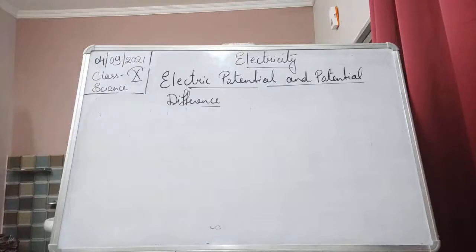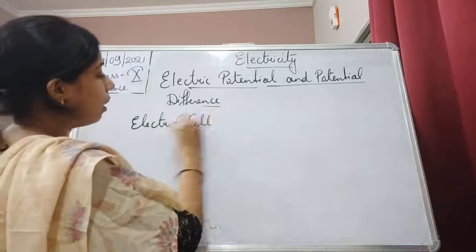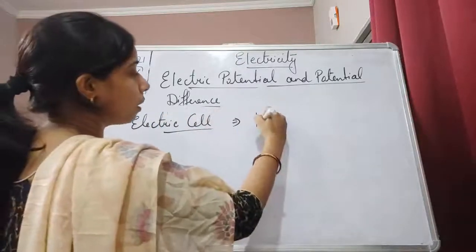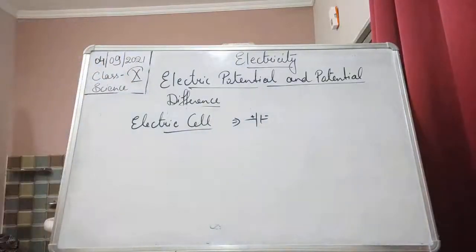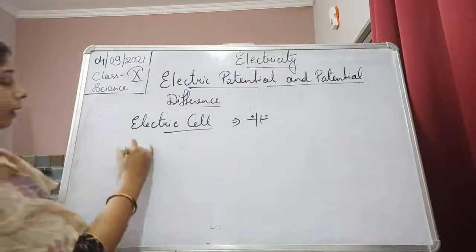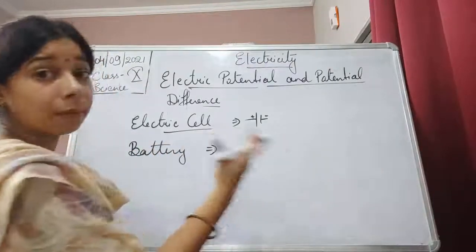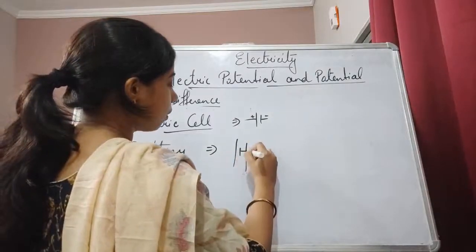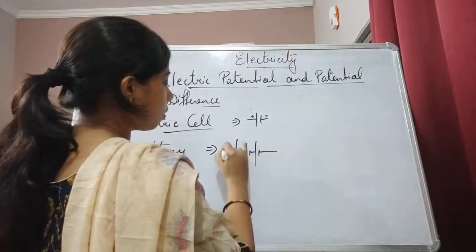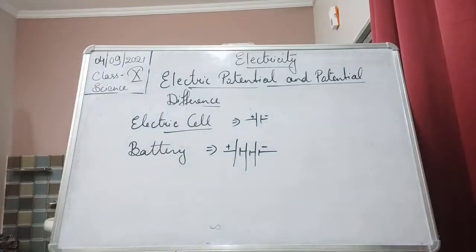So let me tell you a few things about it. If we talk about the electric cell, students, the symbol that we use is this. One is positive, one is negative charge. Then a battery is made up of two or more cells combined together. So we can say this is the battery. Two or more cells have combined with each other.